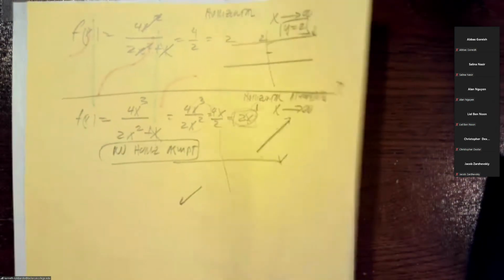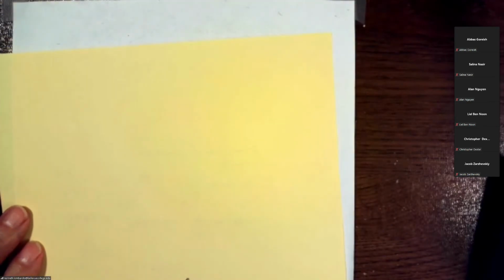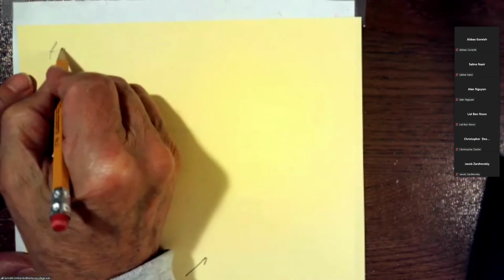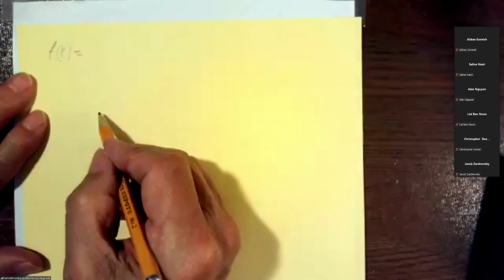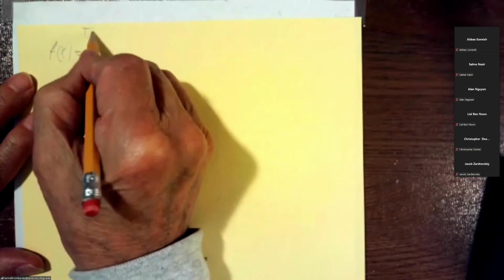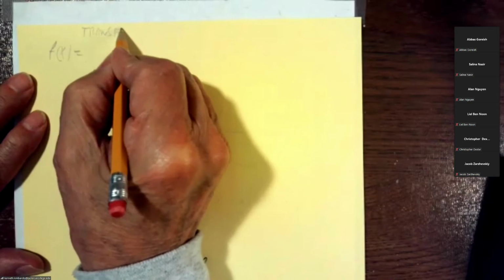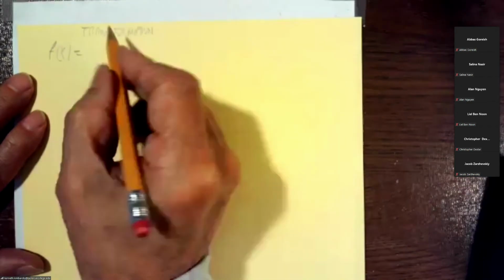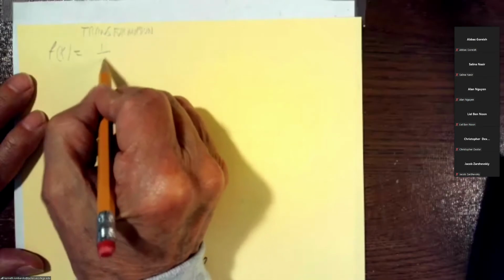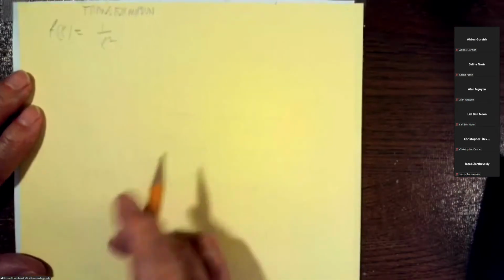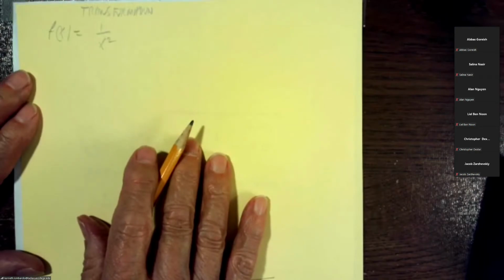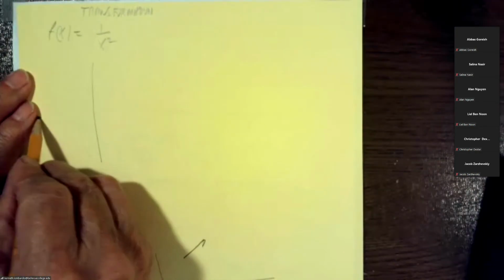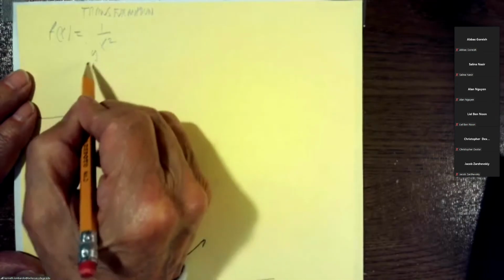All right, let's try this one. Let's say we have f of x. We'll call this the parent function, and we're going to do transformations. We're going to transform the function 1 over x squared. And we say, well, what does 1 over x squared look like? Let's see here. We could create a table of values.